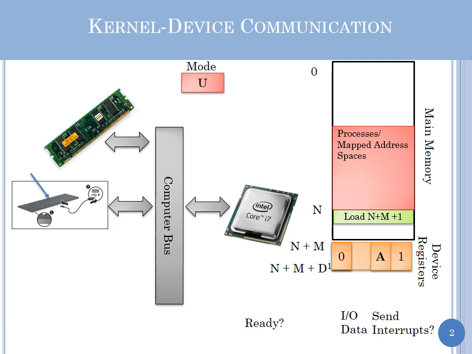So interrupts are queued. Interrupts are not queued. Oh, so interrupts for the same device are not queued. But yes, interrupts for multiple devices are queued. Absolutely. There's one interrupt per device, so you can have a separate interrupt handler for each device. The operating system decides for each device what address you put in for the interrupt handler.